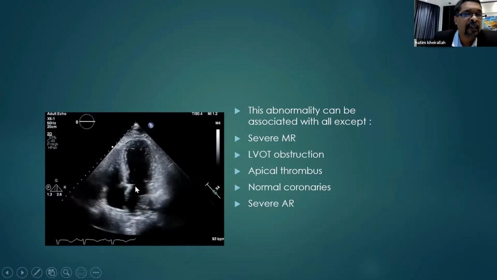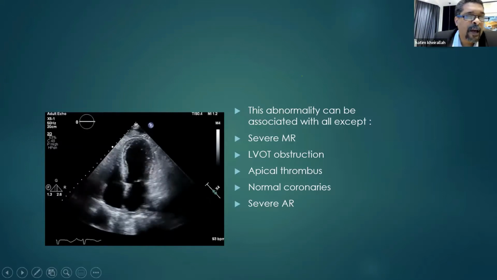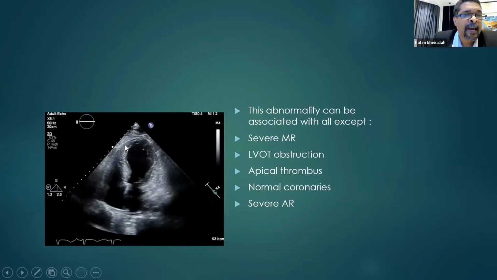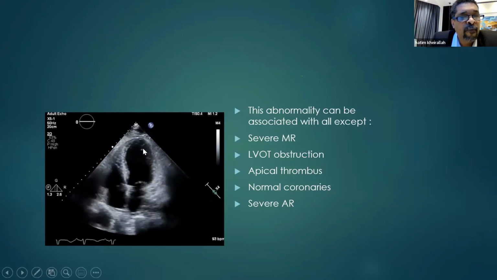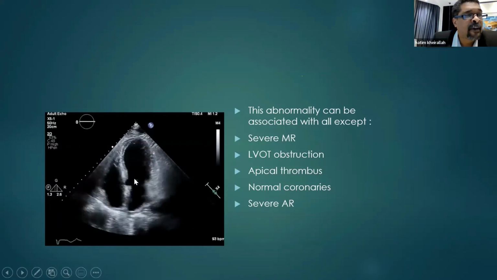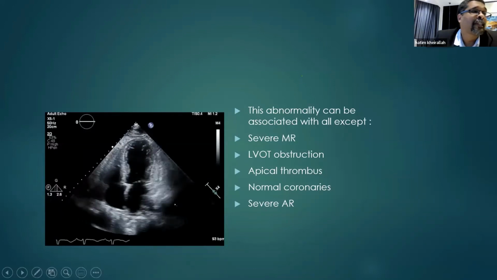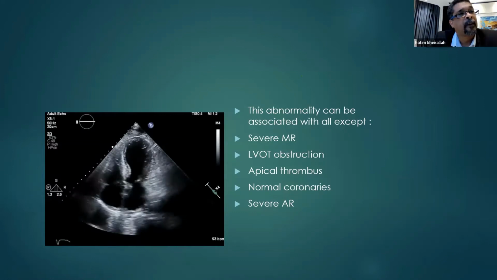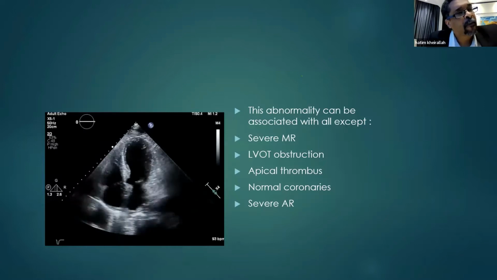So SAM can be created by this dynamics when you have a hypercontractile base and a hypokinetic mid and apex. That will create as if you have two chambers, one of low pressure, one of high pressure, and that can create a Venturi effect, which is gonna suck the anterior leaflet into the LVOT, obstructing it. And that can be so severe, leading to hemodynamic problems. So LVOT obstruction is one of the mechanical complications of acute MI.